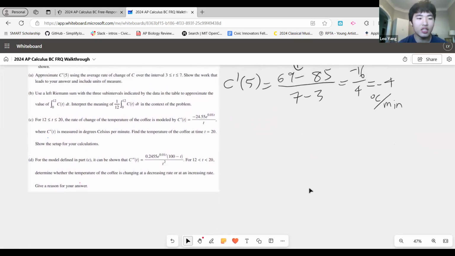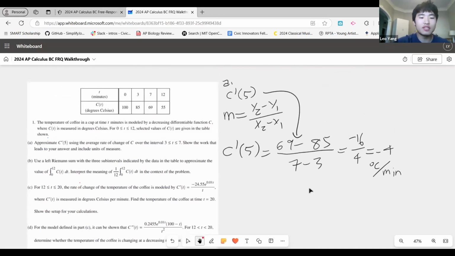Part B says to use a left Riemann sum with the 3 sub-intervals indicated by the data table to approximate the value of the integral from t equals 0 to 12 of c of t dt. Okay, so we're going to use the left Riemann sum with the 3 sub-intervals indicated. So how do you use a left Riemann sum? Well, obviously, a left Riemann sum means we're using the left value.